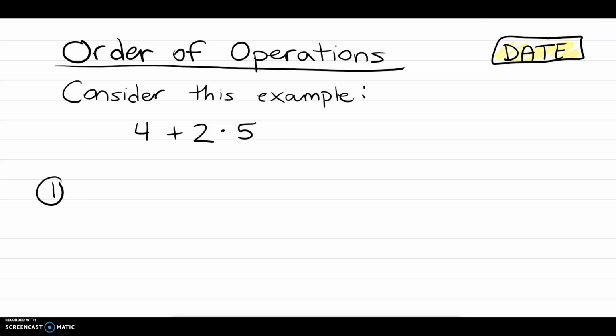The first way is most people might look at that and just say, well, I'm just going to go left to right, and I'm just going to do the operations as I see them from left to right. So I'm going to rewrite the problem. I have 4 plus 2 times 5. So if I go left to right, I would add 4 plus 2 and get 6, and then times 5, and then I would get 6 times 5 is 30. So my final answer would be 30.